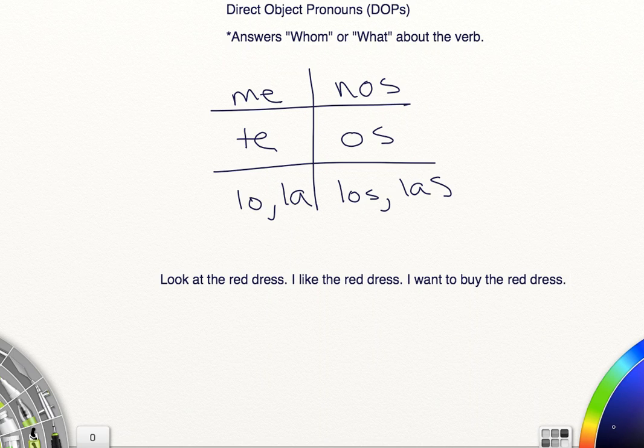Hola, estudiantes. Today we're going to talk about direct object pronouns, or sometimes I call them DOPs. Direct object pronouns help us avoid redundancies in speech.